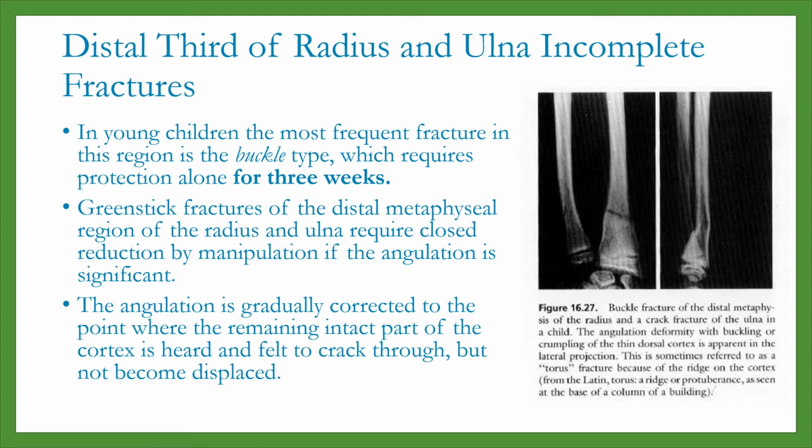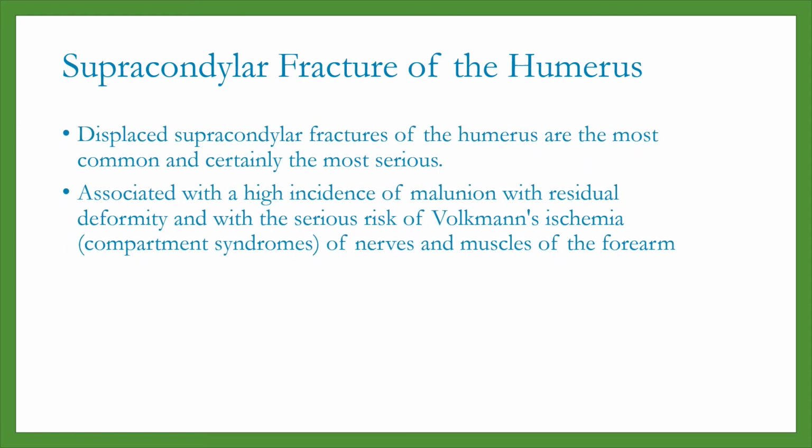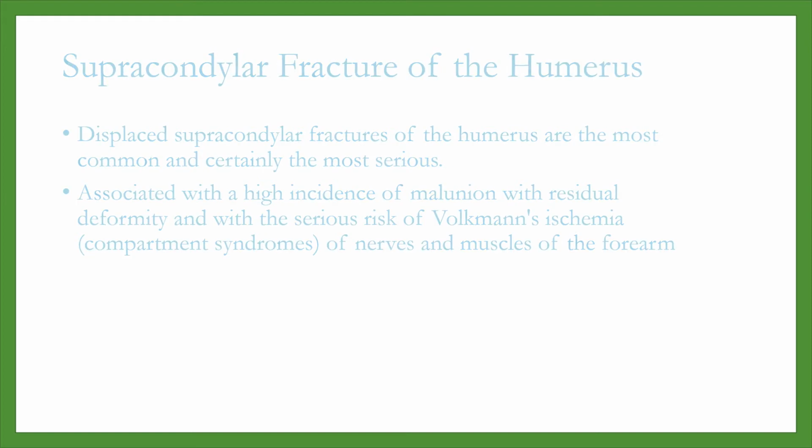Supracondylar fracture of the humerus. Displaced supracondylar fractures of the humerus are the most common and certainly the most serious, associated with a high incidence of malunion with residual deformity and with the serious risk of Volkmann ischemia or compartment syndromes of nerves and muscles of the forearm.